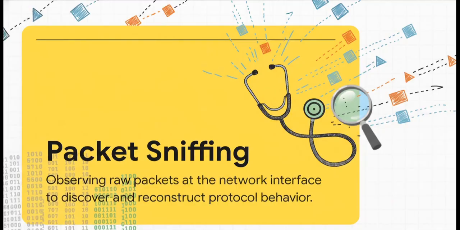And how in the world do we actually see this? Well, researchers use tools to do something called packet sniffing. It's basically like putting a stethoscope on the network cable. And suddenly, this invisible digital conversation becomes totally visible, letting an analyst see the raw, structured data for themselves.